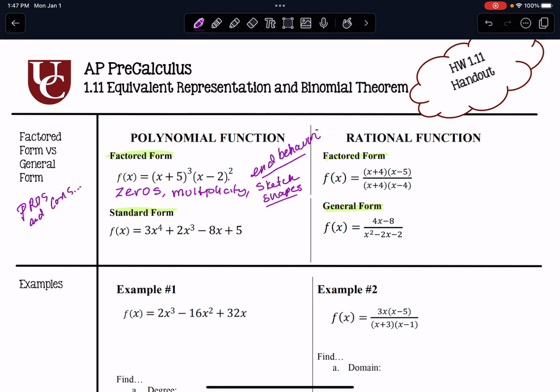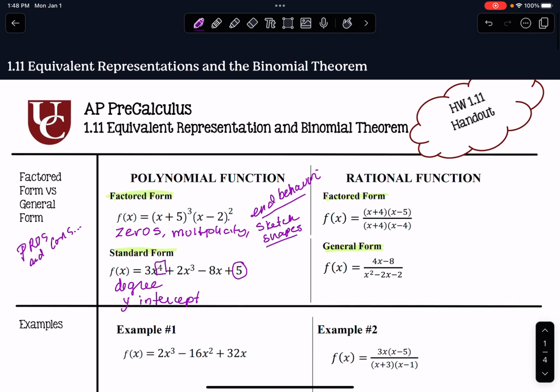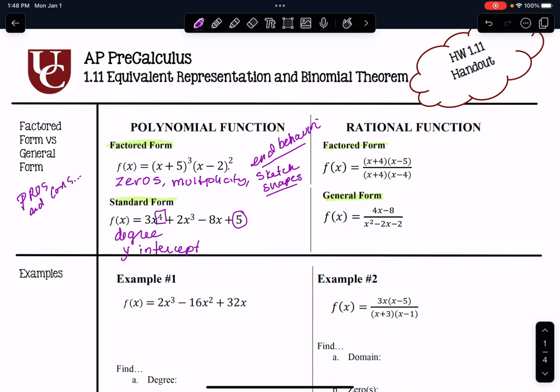So on the standard form side, you can see the degree easily. It's not that you can't see it in the factored form, but it's sitting right here. You can see the y-intercept easily, because if you put zero in for x, you would just get the 5. So there's two pros and cons. And so it's going to be something you need to do, is to be able to go back and forth between the two forms.